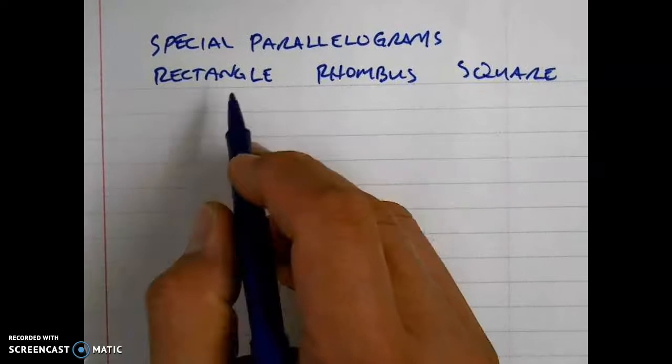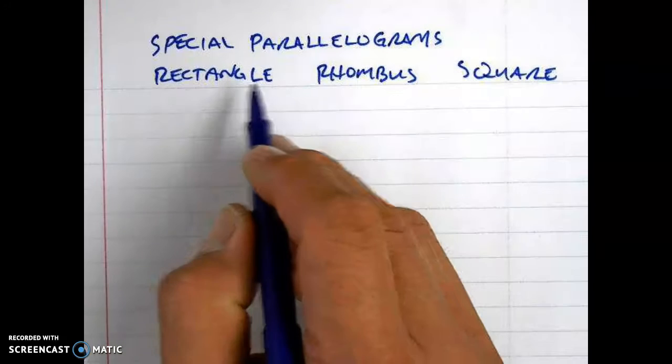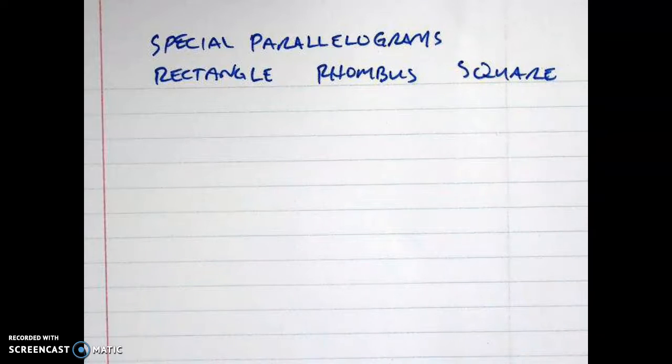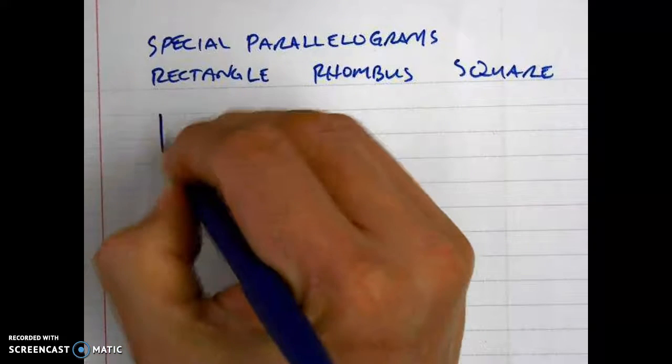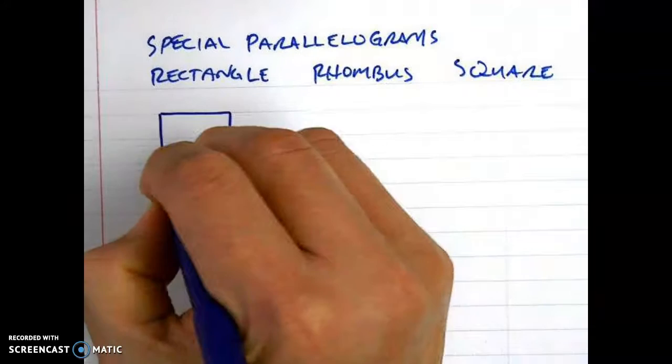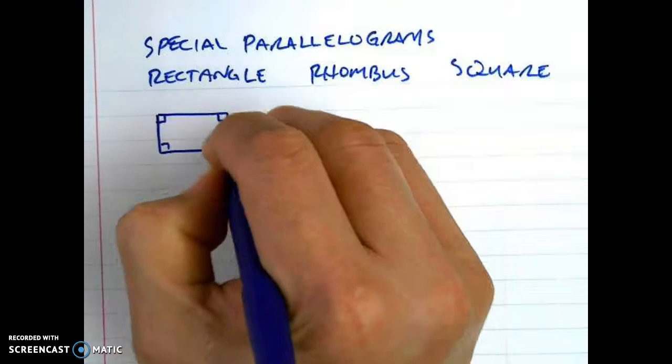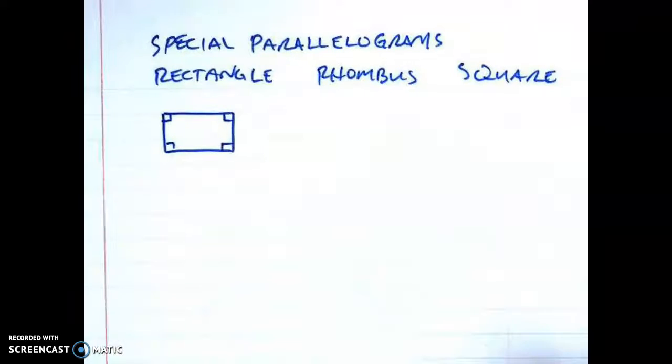Now today we're going to talk about special parallelograms. These three, rectangles, rhombus, and square, are special parallelograms. Let's first draw them. So this one will have 90 degrees, 90 degrees, 90 degrees, 90 degrees. All angles are 90 degrees.